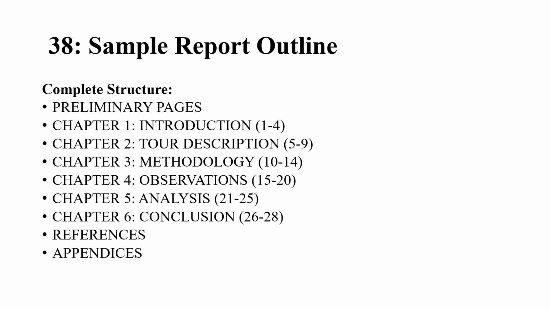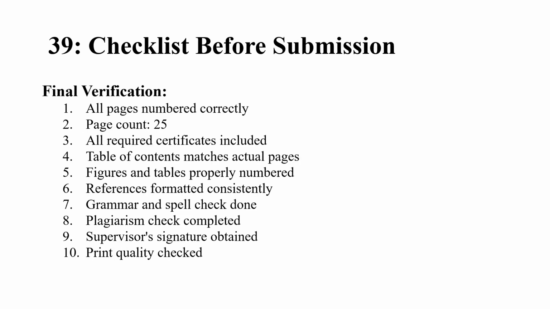Okay, and this is what we talked about. This is how the outline should look for your report. And then this is your personal checklist, what all you should do finally before submitting these reports. All the pages are duly numbered. Page count, what it is like. All required certificates are included. Table of contents matches the actual pages. Figures and tables are properly numbered. References formatted consistently. Grammar and spell check done.